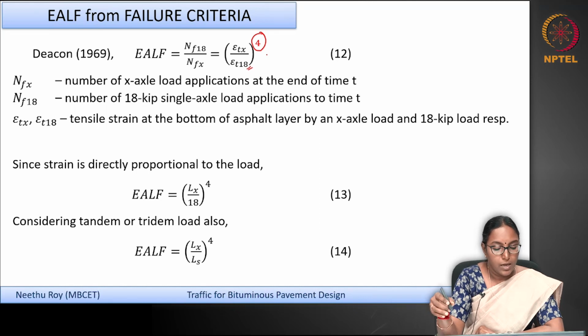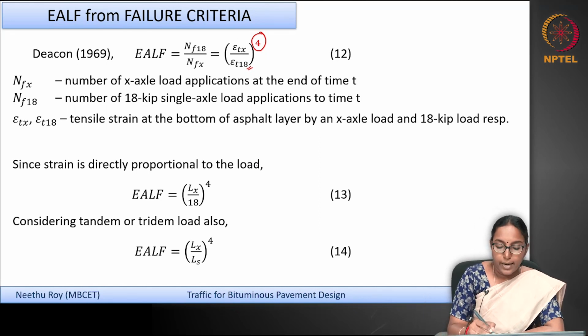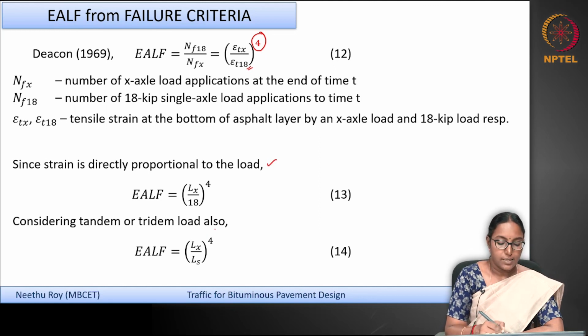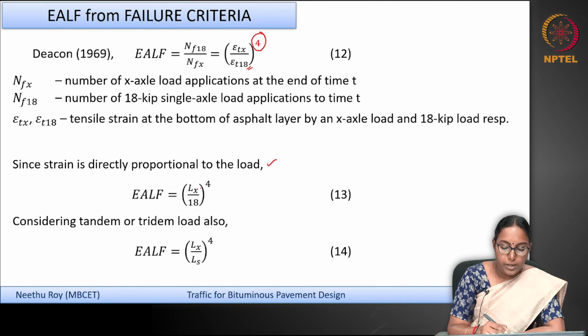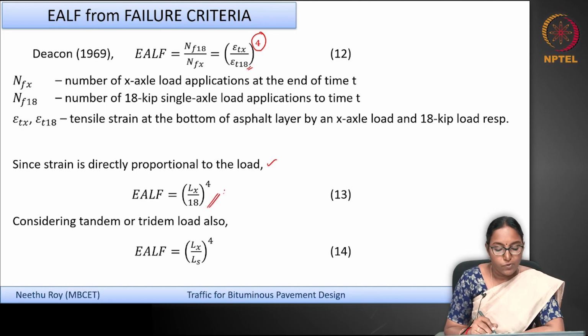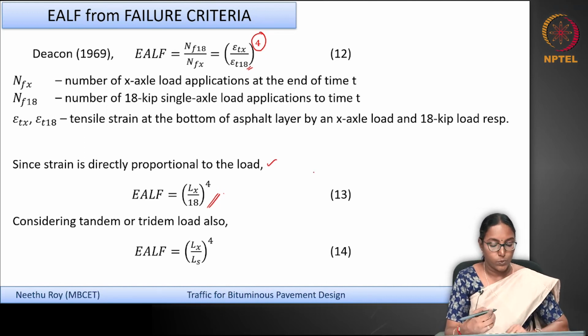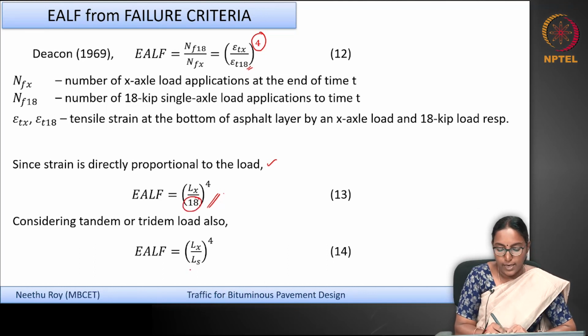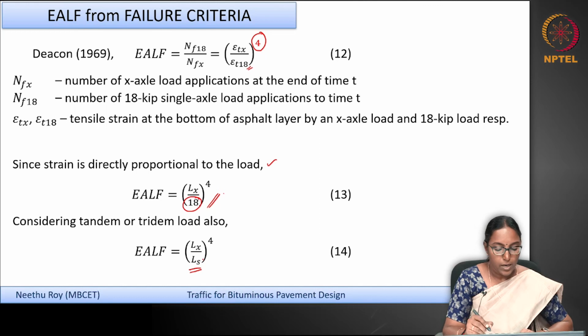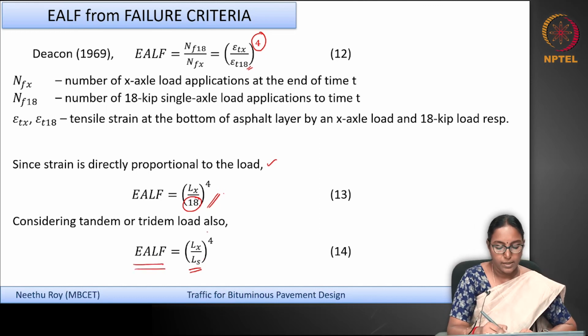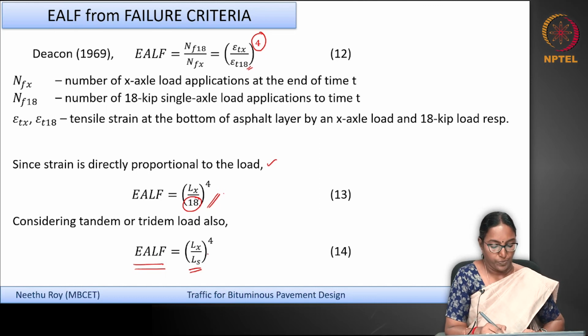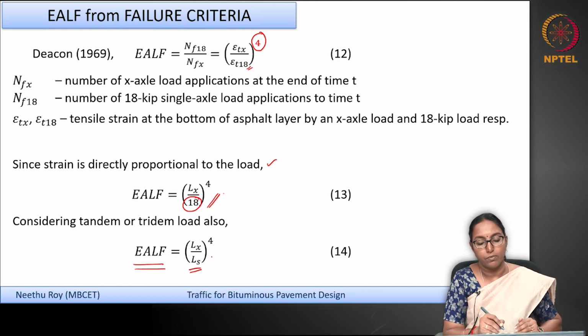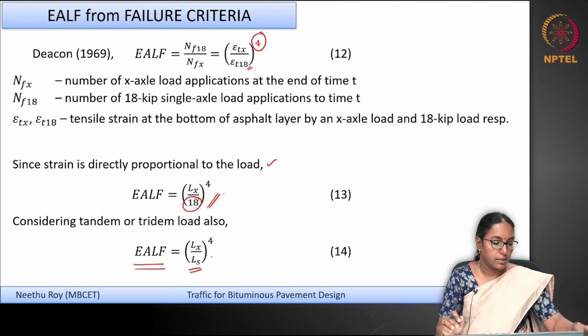Okay. Now, since the strains are directly proportional to the loads, you can write EALF as also equal to the load of the X-axle divided by the load of the 18 kip axle, which is 18 kilopounds, raised to 4. Now, this is for a single axle dual wheel. Suppose you have to consider the tandem or tridem axles as well. Instead of writing 18, you can just write LS, which is the load due to the standard axle. So the equivalent axle load factor can be written as LX by LS raised to 4. This is the factor which can be used to convert different axle loads to a standard axle load.